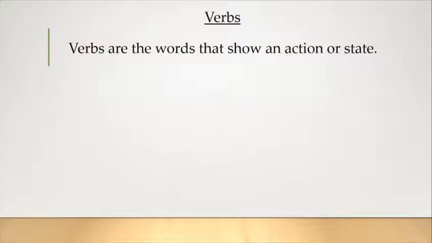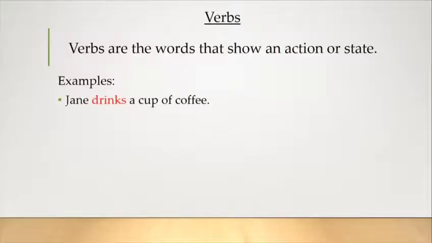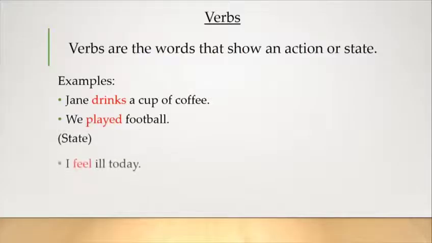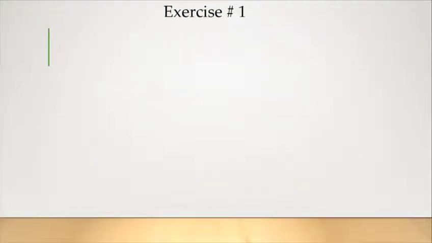Next is verb. Verbs are the words that show an action or state. For example, if I say I am jumping high, this is an action. Jumping is an action here. If I say I think I can do it, here think is a state. Jane drinks a cup of coffee. Here drinks is an action. I feel ill today. Here feel is a state. That is what kind of feeling that person is having. He is sick.